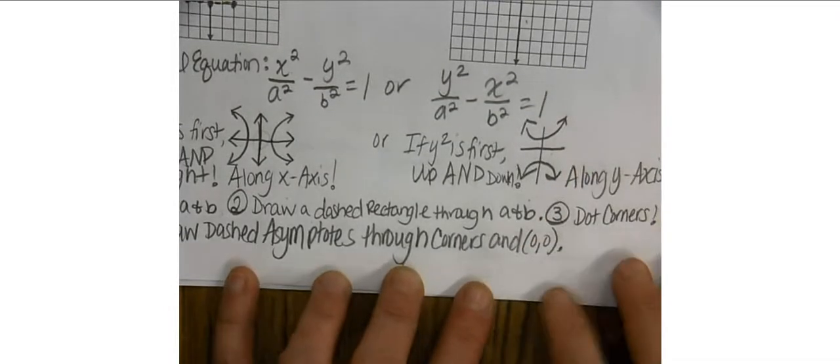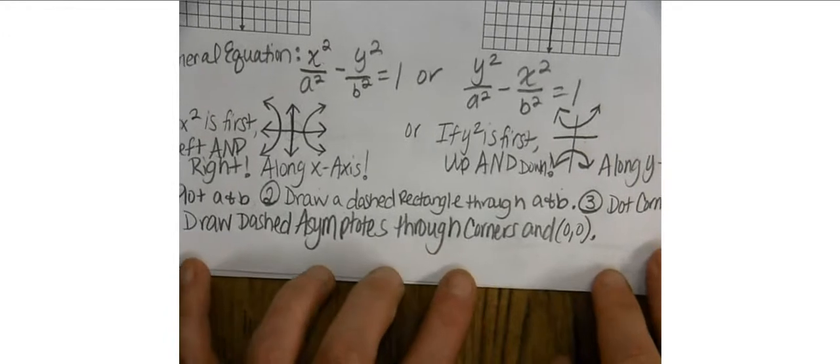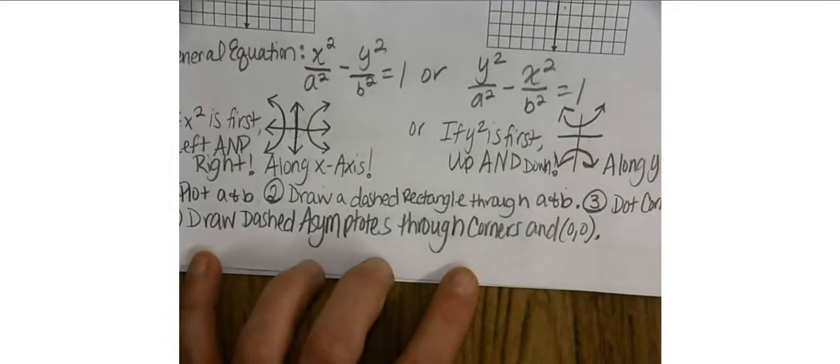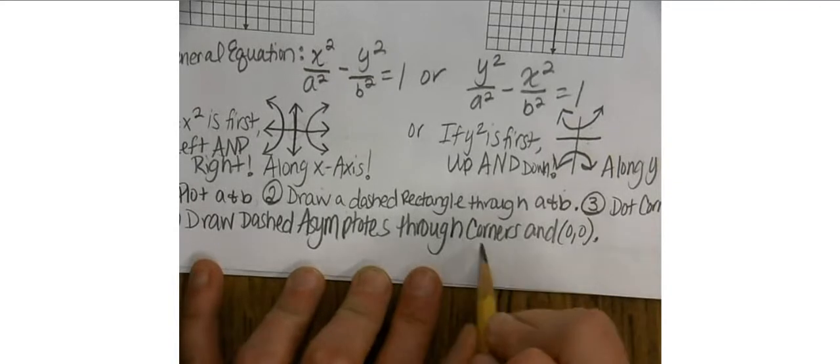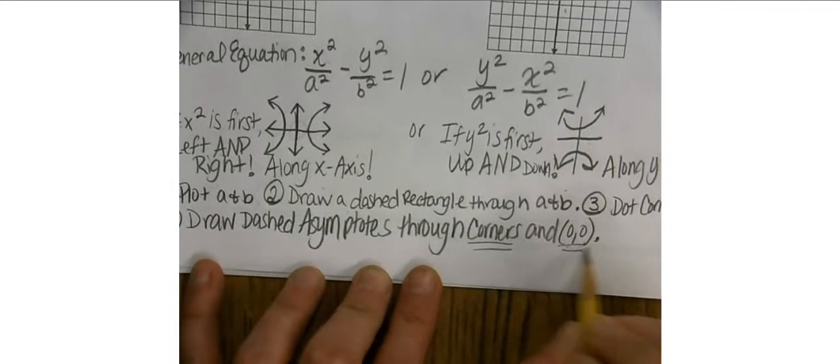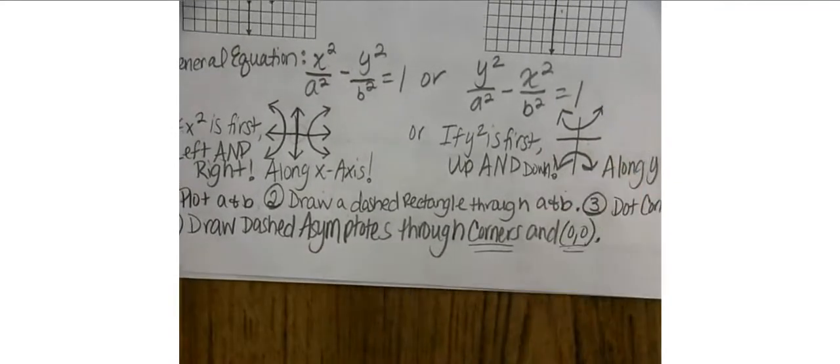These are going to be our asymptotes. That means that our hyperbolas are not going to cross these asymptotes. They're going to go through our corners and 0, 0. So I'm going to take out a straight edge.